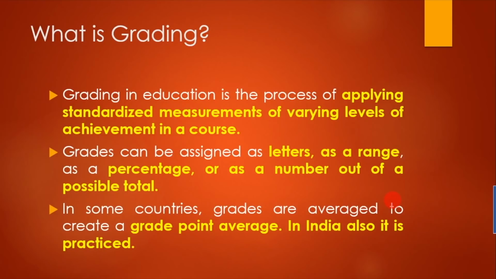Now, what is grading? Grading in education is the process of applying standardized measurements of varying levels of achievement in a course. I will talk of what we mean by standardized measurements when I'm going to talk of practical examples of grading. So I will come back to this slide at that point of time again. Grades can be assigned as letters like A, B, C, D, F, as a range 90 to 100, A plus, as a percentage, say for example 75% and above are all A grade.